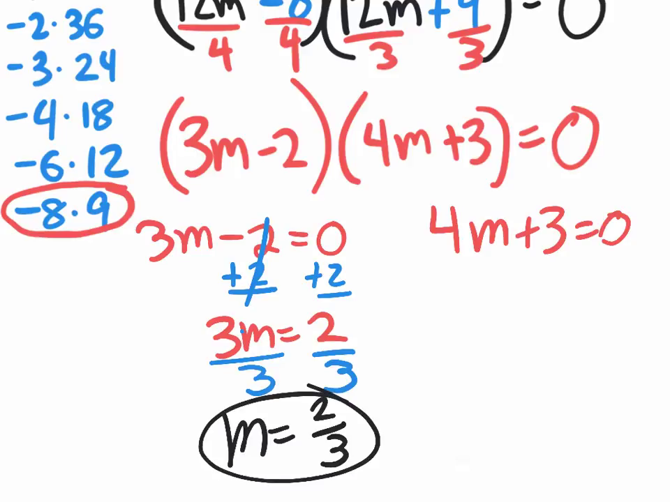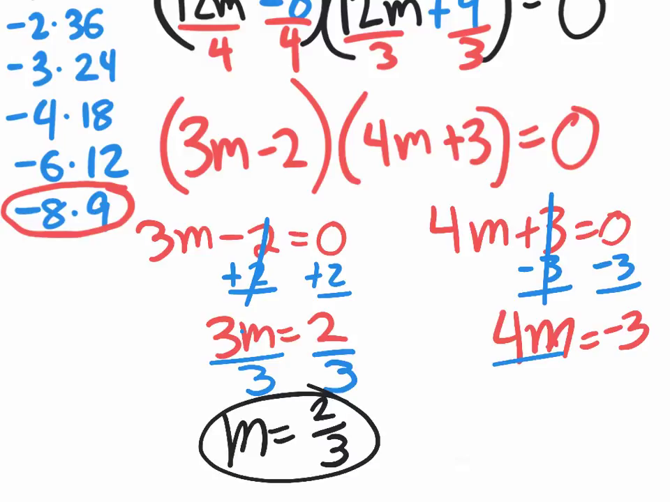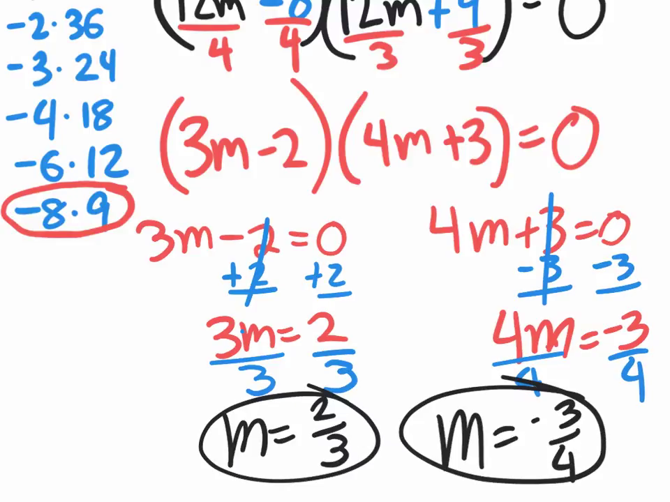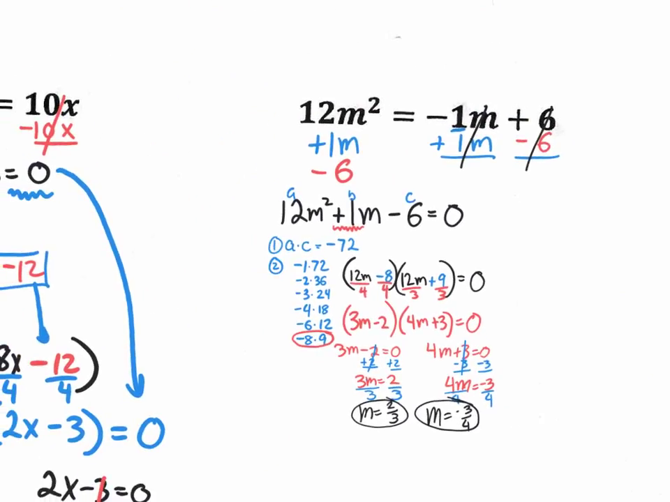And on the other one, we subtract 3, subtract 3. We're going to have a new equation, 4m equals negative 3. Final step would be to divide by 4, divide by 4. M equals negative 3/4 is another answer. So let's move on.